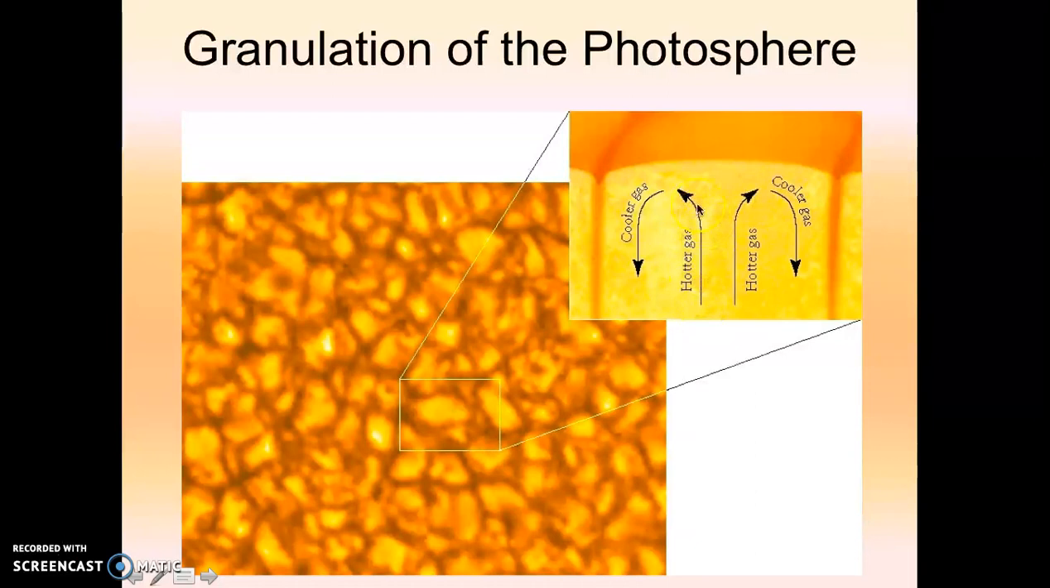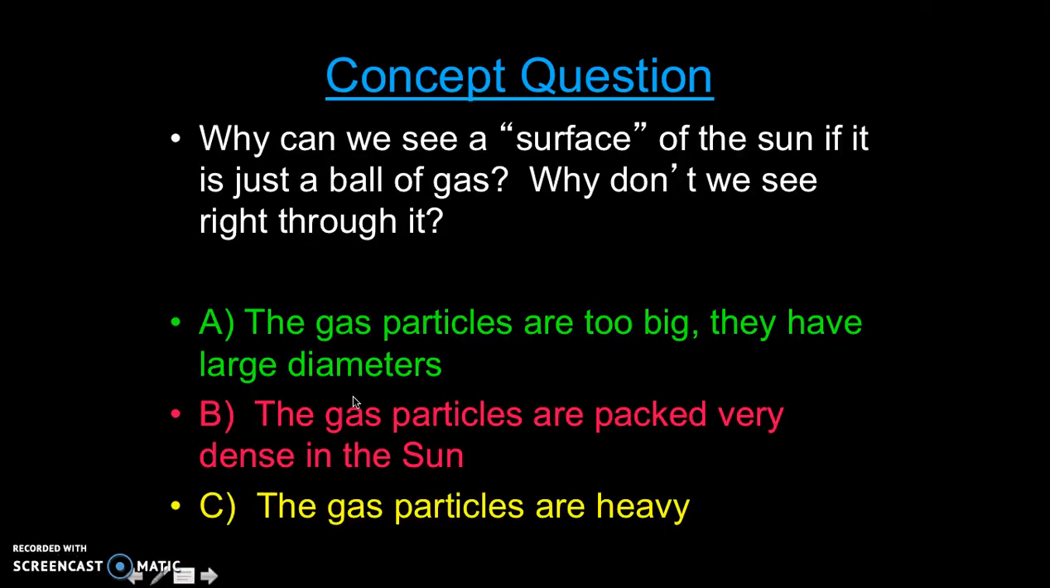Okay, the hotter gas is rising and then cooling off and sinking towards the edges. So we see these dark edges surrounded by these hot center regions. So this is the surface of the sun, the photosphere.